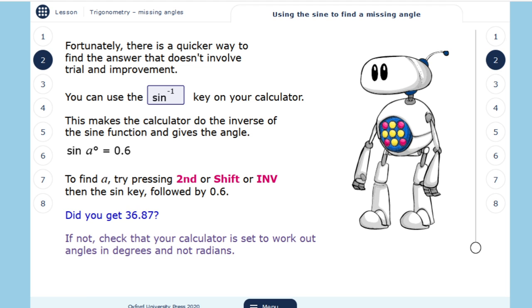We get 36.87 degrees. If not, check that your calculator is set to work angles in degrees and not radians. So in the mode in your calculator, check that.